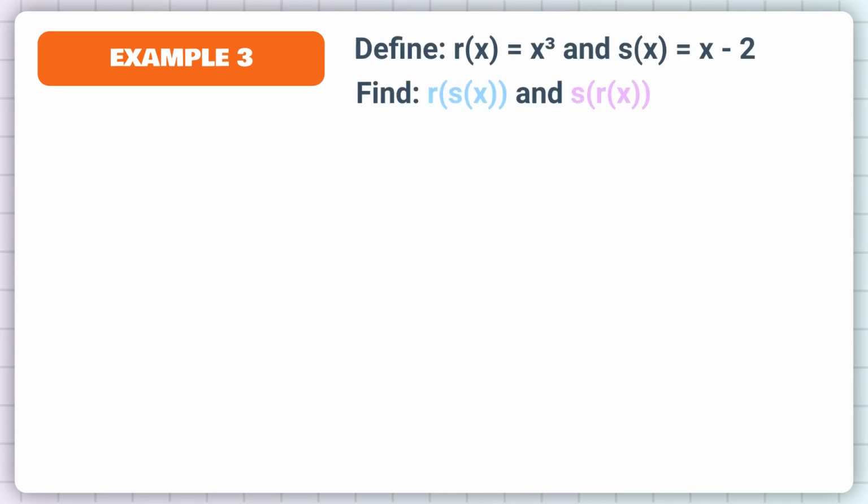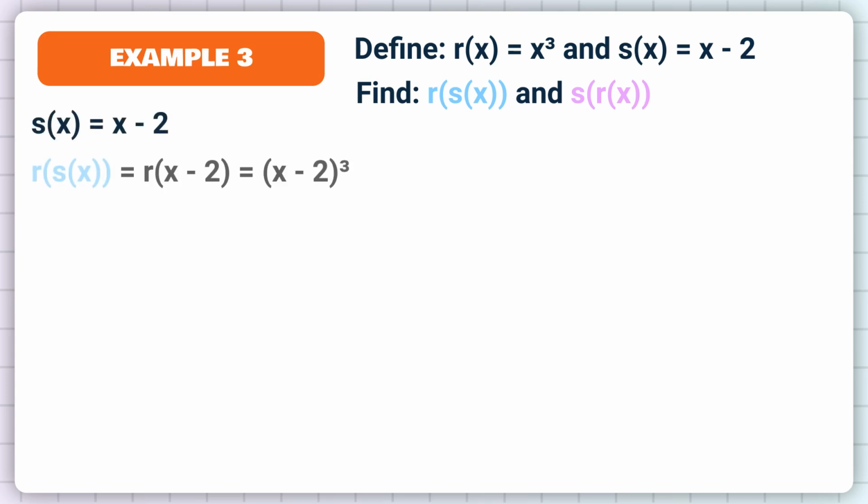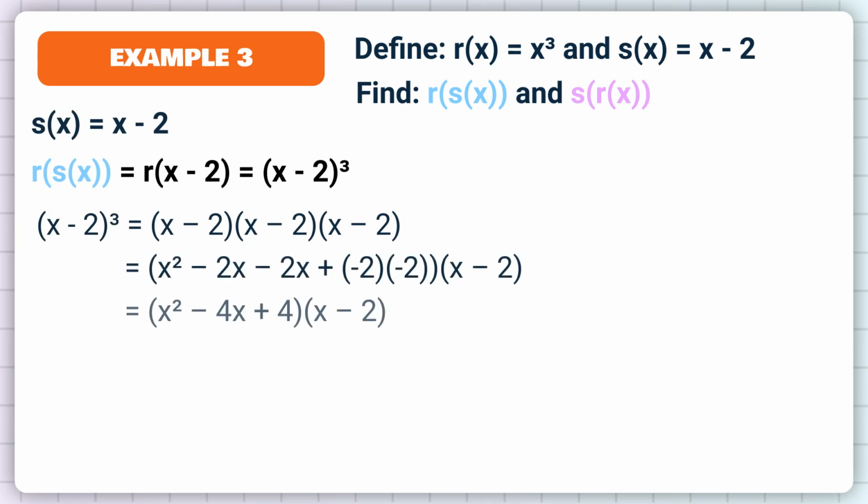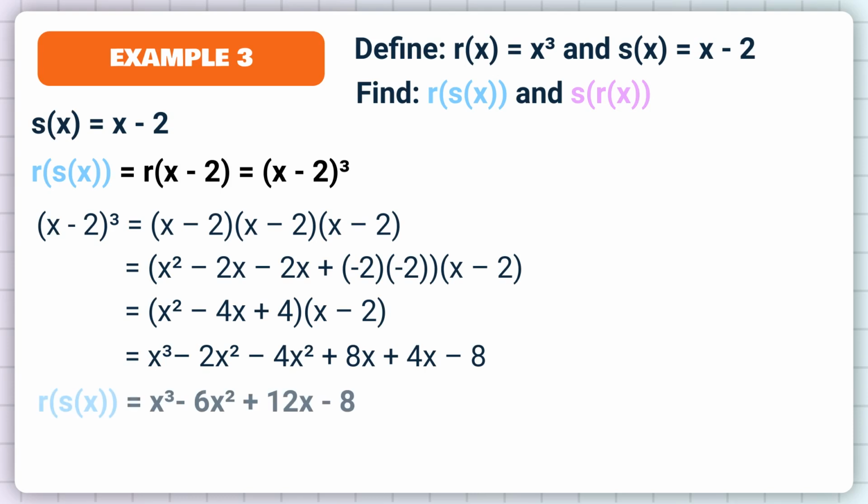Now let's work on a more challenging problem. Define two functions, r(x) = x³ and s(x) = x - 2. First, let's find r(s(x)). Begin with s(x). Now use this as the input for r(x). To simplify (x - 2)³, we multiply out the brackets as follows. So r(s(x)) = x³ - 6x² + 12x - 8.